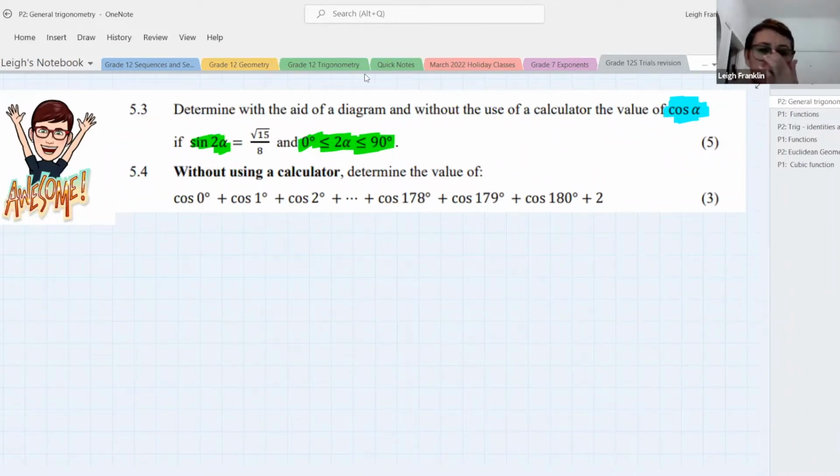What do you think the first thing is we need to do? Because they have given us a hint here. They've said determine with the aid of a diagram and without the use of a calculator.